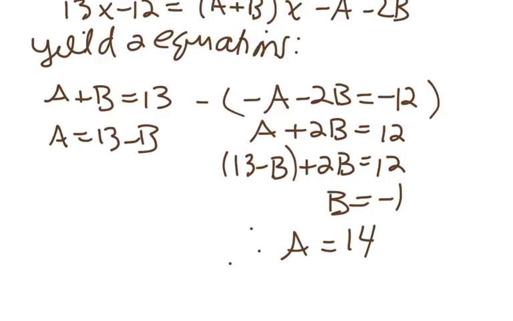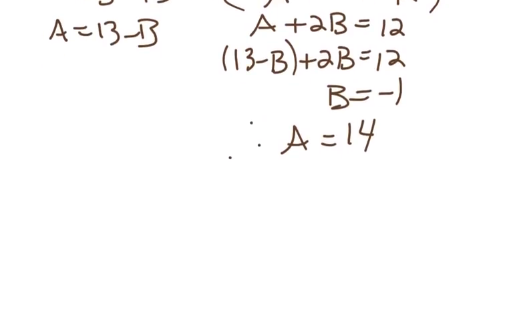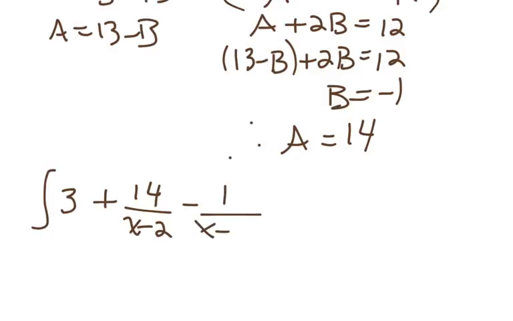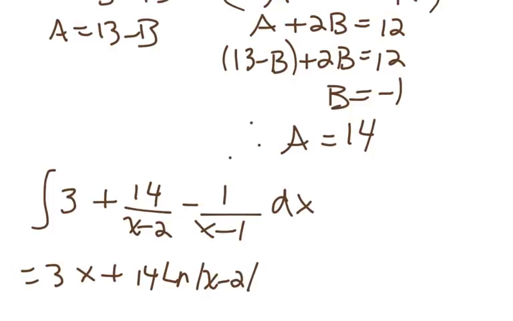So let's put that all together in an integral now. Here's this simple polynomial piece, and the partial fractions is 14 over x minus 2 minus 1 over x minus 1 dx. And taking the integral of that, I get 3x plus 14 ln of the absolute value of x minus 2, and then minus ln of x minus 1, plus a constant. And that's your answer.